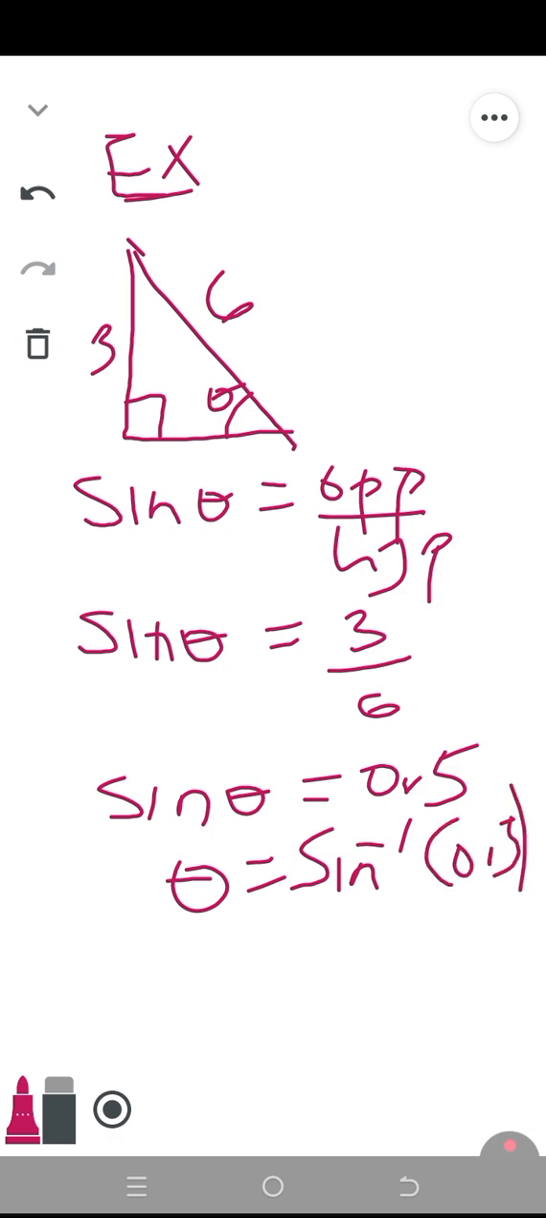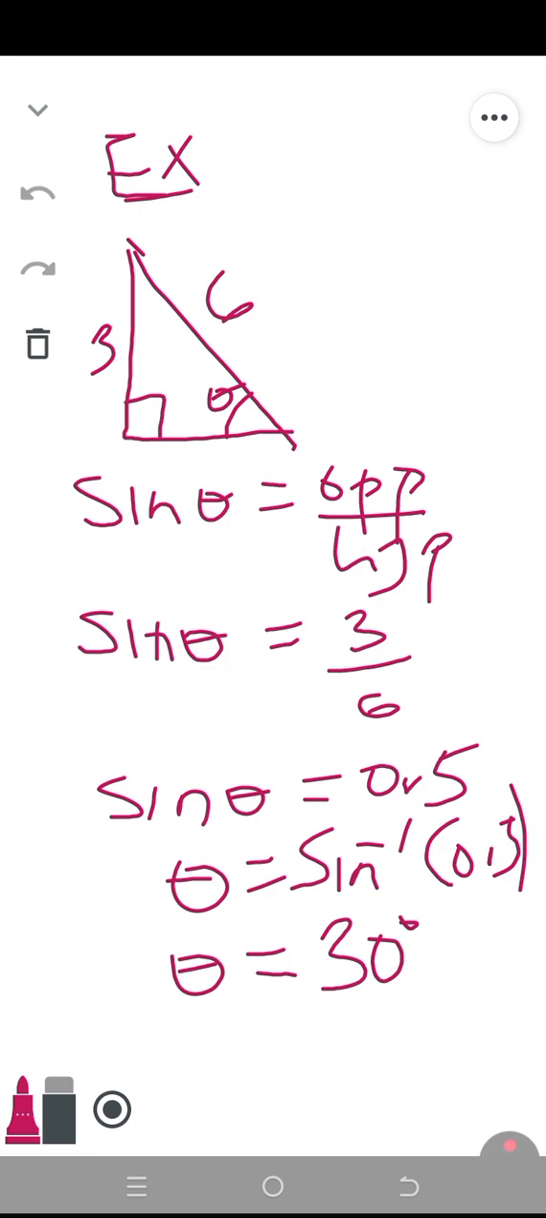What is the sine inverse of 0.5? Go to your calculator, press shift sine. So that's the sine inverse. That's 30 degrees. So the angle is 30 degrees. Do you get that? The angle is 30 degrees. That's the unknown angle there.